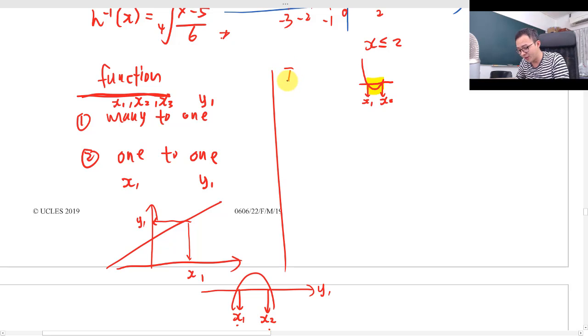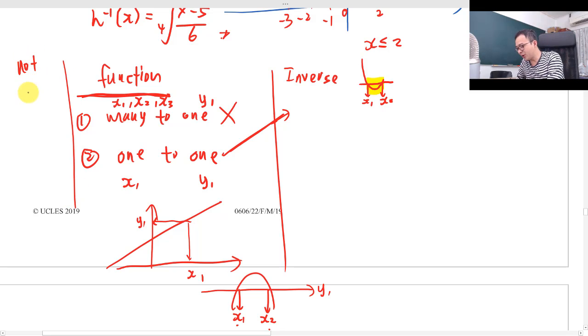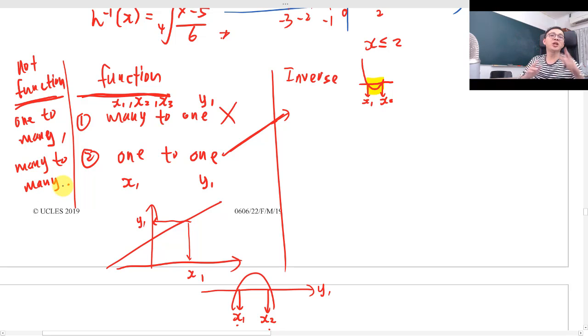Alright, but for inverse, they can only take 1 to 1. Only 1 to 1 can go to inverse, many to 1 cannot. So therefore, we still have something like not a function. 1 to many is considered not a function, and many to many definitely is not a function. Right, so therefore, function only have 2 types, many to 1 and 1 to 1. Inverse function can only be 1 to 1. Alright, so I hope you can understand.